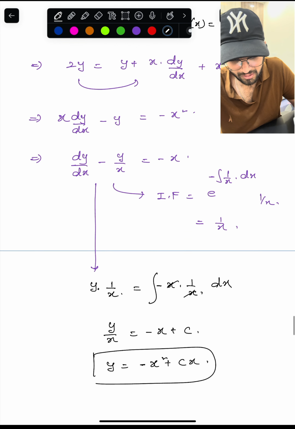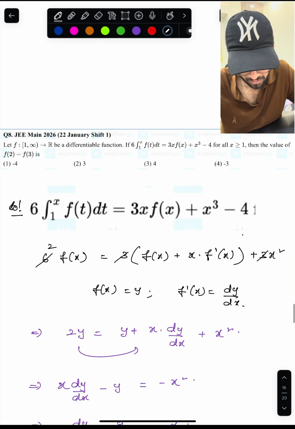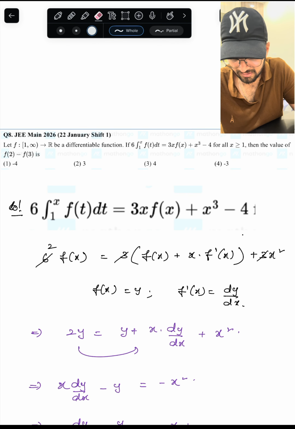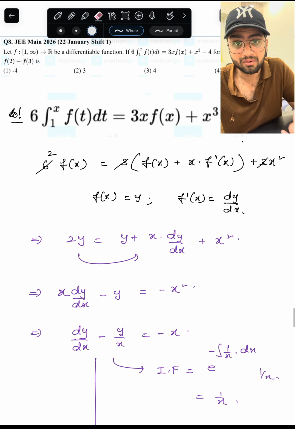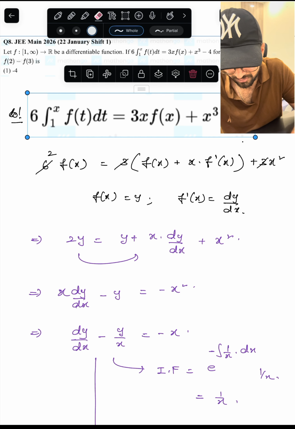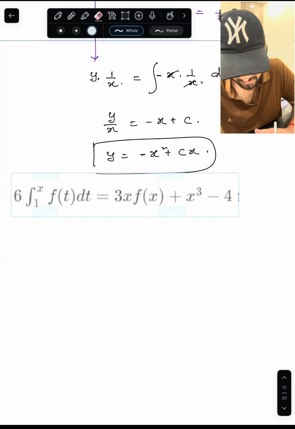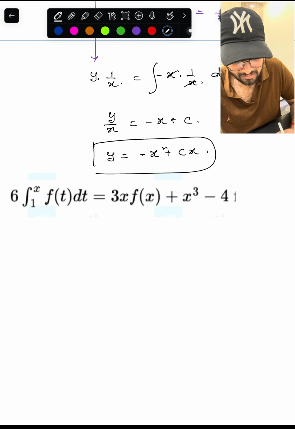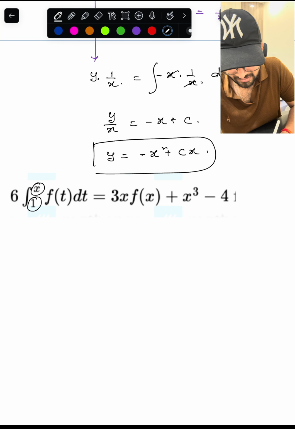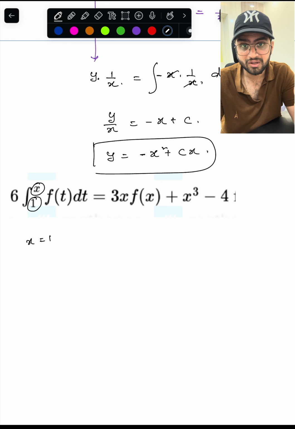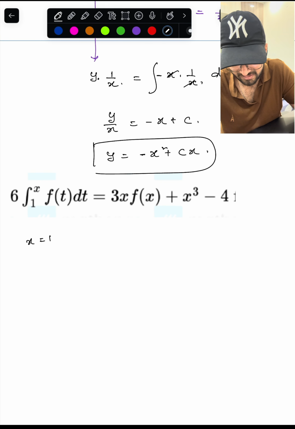Now you need to calculate the integration constant. So how to calculate that? Here there is no extra data given. The same type of thing we have done in the earlier question. What we have to do? We have to use the given equation. I'm going to use this equation, right? Here the limits are from 1 to x. So whenever the limits are from 1 to x, substitute x equals 1. If the limits are from 0 to x, substitute x equals 0, to make it 0, right?